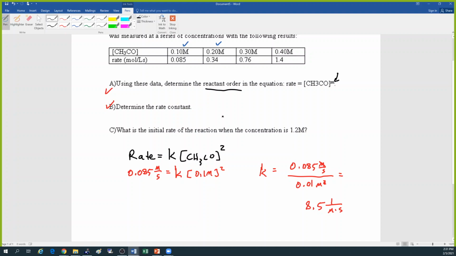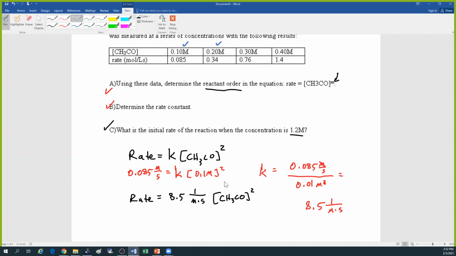If you picked any set of data, you should get essentially the same answer. Now this last question says, can we apply this? And now that we can really write the entire rate law as what we could call the specific rate law, because now we have the actual specific rate constant for the temperature that we're working at. So now we have the whole thing fully worked out. Now it says, what's the initial rate at this concentration?